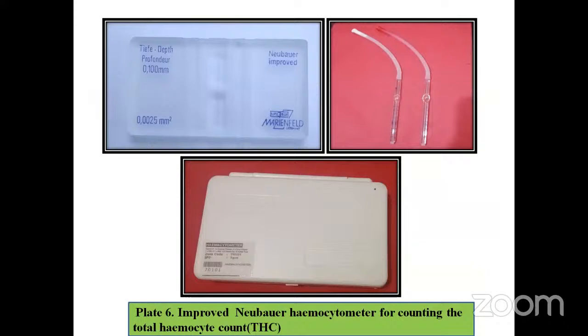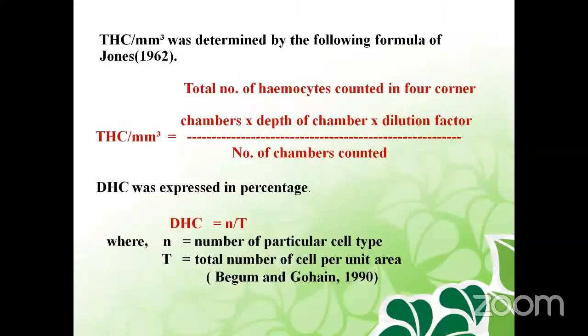This is an improved Neubauer hemocytometer for counting the total hemocyte count. The total hemocyte count was determined by the following formula of Jones: total number of hemocytes counted in the 4 corner chambers times depth of the chamber times dilution factor, divided by the number of chambers counted. Then the differential hemocyte count was expressed as a percentage. Differential hemocyte count equals N by T, where N is the number of a particular cell type and T is the total number of cells per unit area.